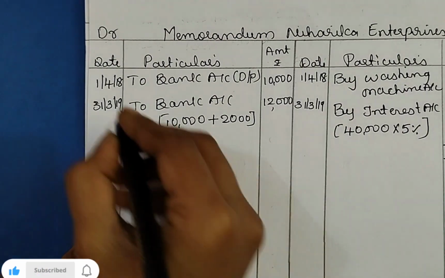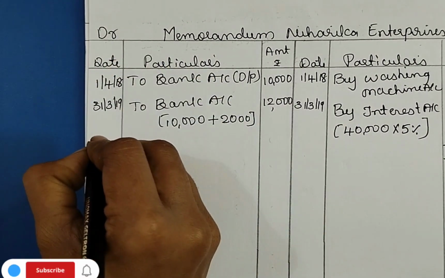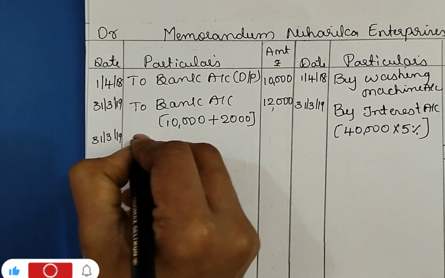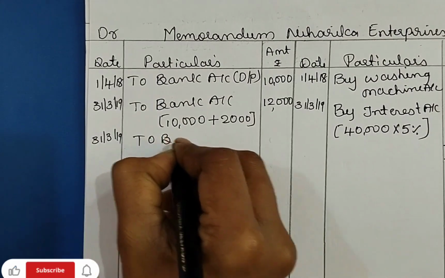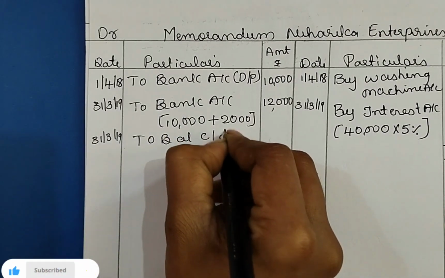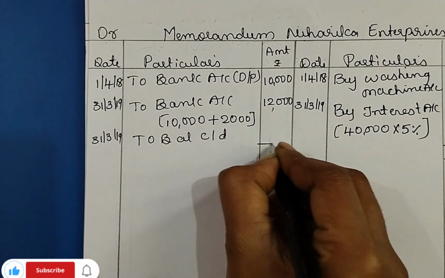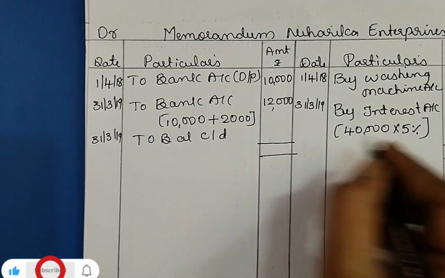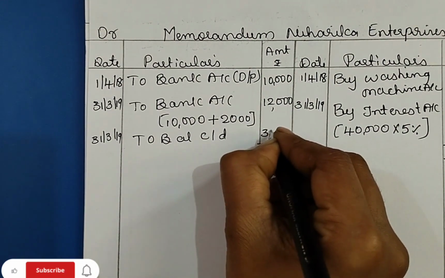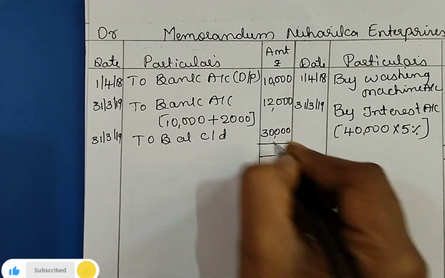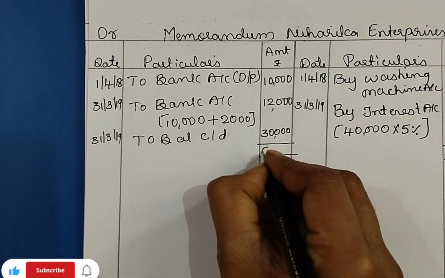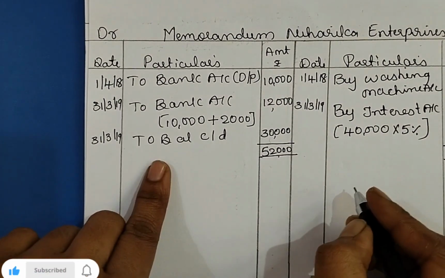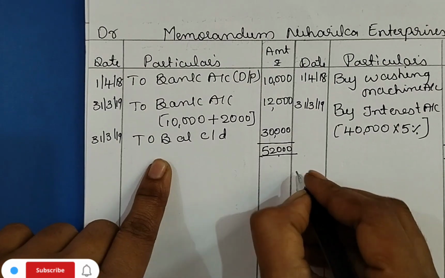52,000. So, we are balancing the debit for this year end 31st March 2019 to balance carry down. To balance carry down, 10 plus 12 is 22. 22 minus 52, balance is 30,000. Total 52,000.